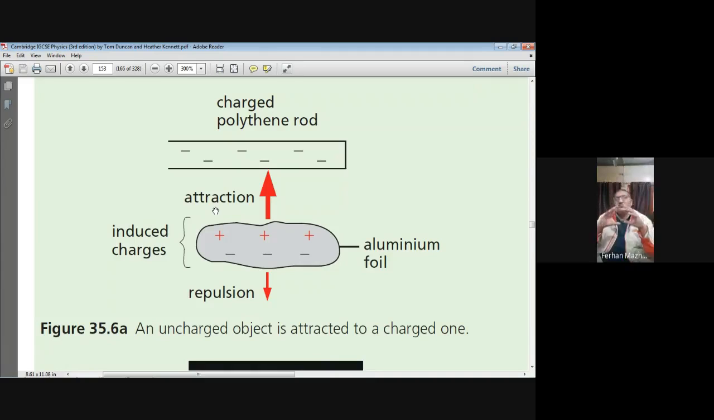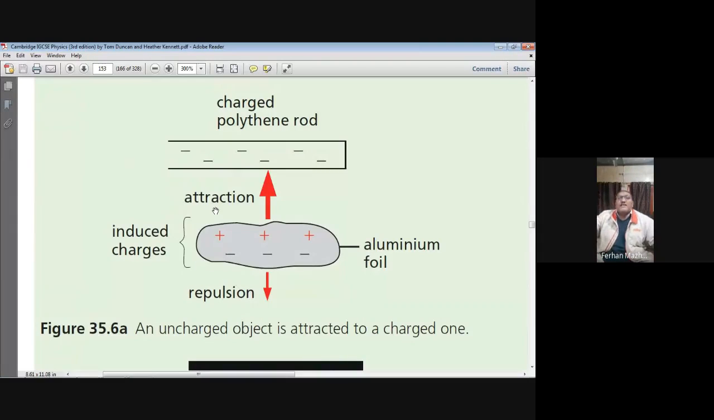So the bottom line is that the force of attraction between the polythene rod and the top of the aluminum foil is stronger, and the repulsion between the negatively charged polythene rod and the bottom of the aluminum foil, which is also negatively charged, is smaller. So this aluminum foil will be attracted towards the polythene rod.